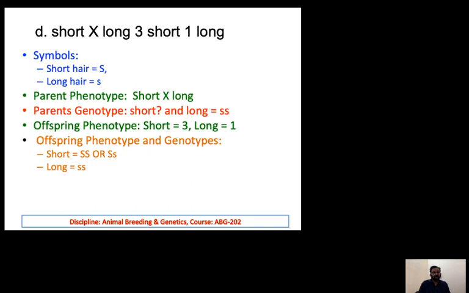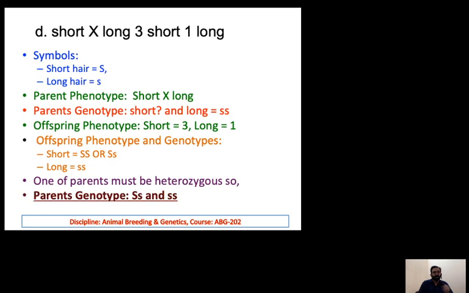So in this case, one of the parents must be heterozygotes. If one of them is known to us, that is the long one, the other one must be heterozygotes. Because if the other one is completely dominant, then we will never get the long phenotype. So, sorry, the parent genotypes: one is the heterozygotes, the other one is the complete recessive.